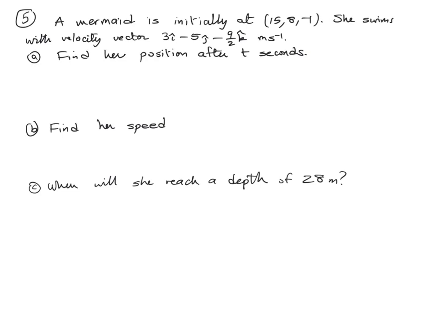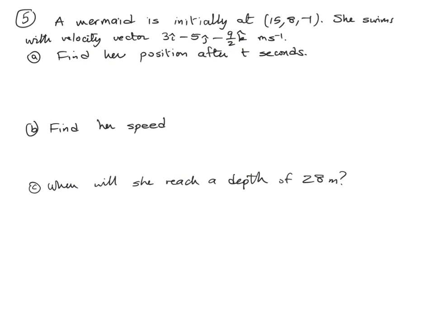So I'm going to use a vector equation, given that the stuff is given to me in vectors, at least the velocity vector. So initially, I have this point where she starts at 15, 8, negative 1, and I'm going to create a position vector to get to that spot for my starting location. And then the velocity vector will become the direction vector, especially since it's measured in meters per second. That means that every 1 second, this is the motion that the mermaid is going to have.